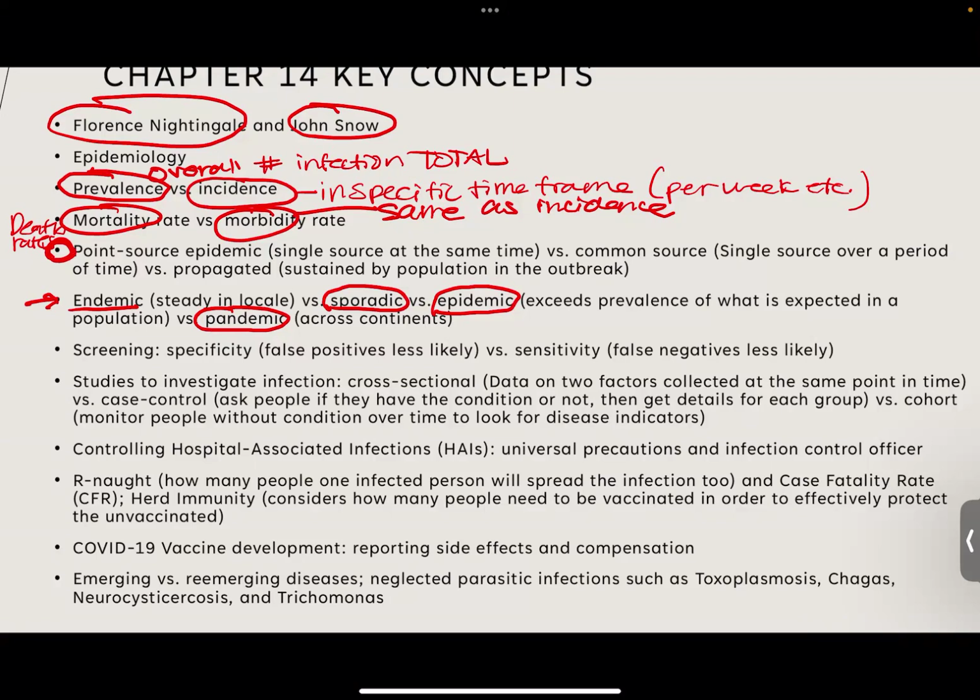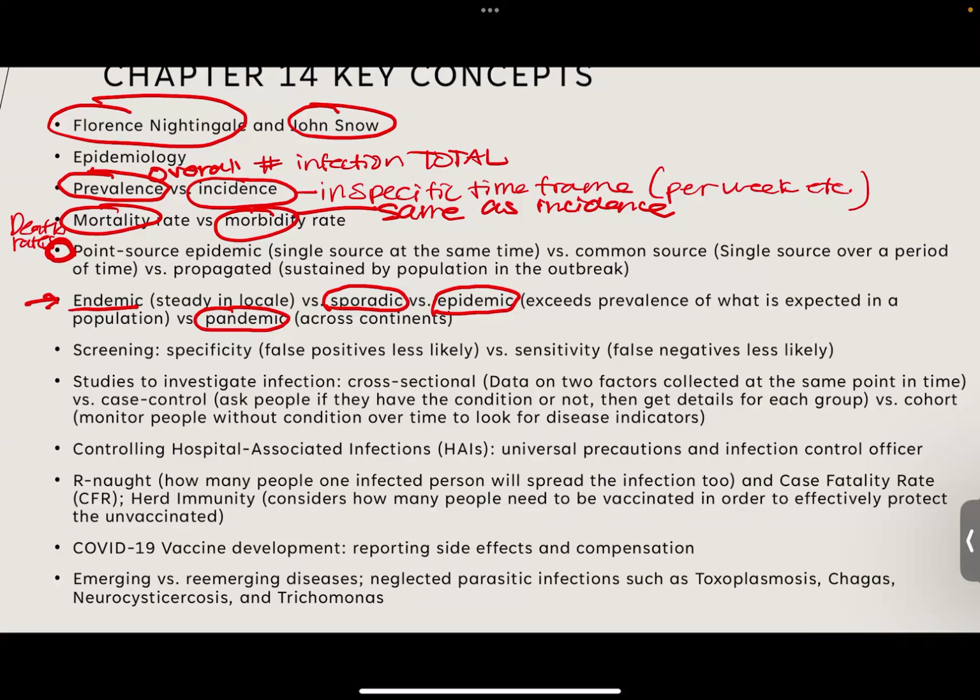It's a common source. If you go to the fair and one day during your visit to the fair, 5 people get sick visiting the hot dog stand, that would be point source. But if over the whole week of the fair being there, every day people are getting sick from that same hot dog stand, well, now it's become a common source outbreak.